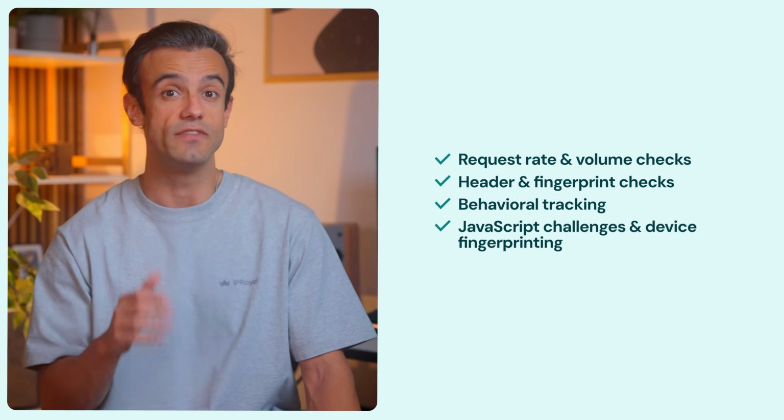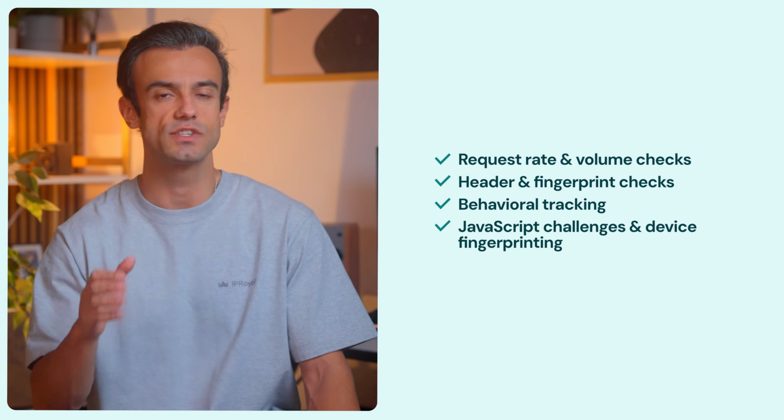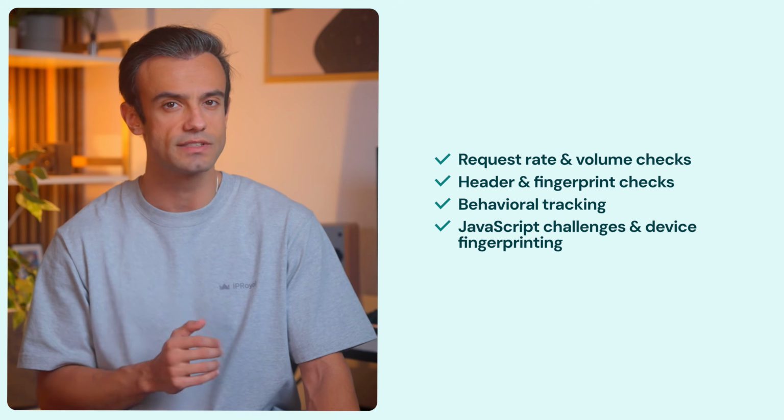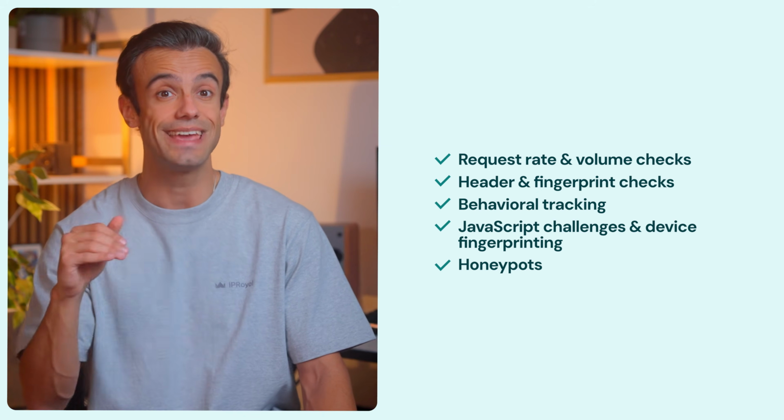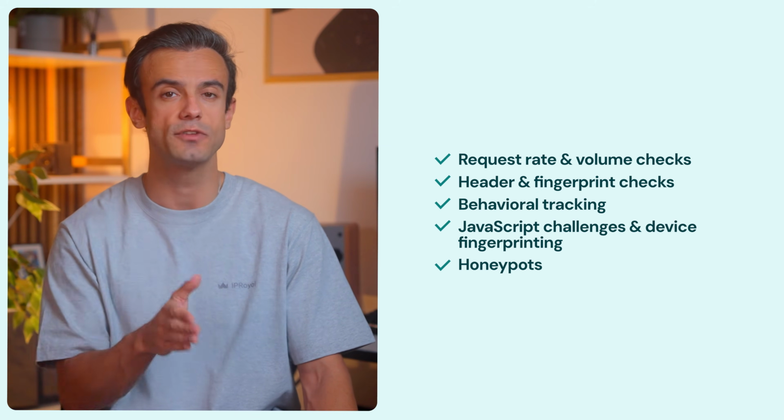JavaScript challenges and device fingerprinting require visitors to execute scripts or reveal subtle device traits to detect automated traffic, and honeypots place hidden links or endpoints in HTML that only bots will follow. Together, these methods form a dynamic detection net powered by AI models that constantly adapt to new bot behavior.